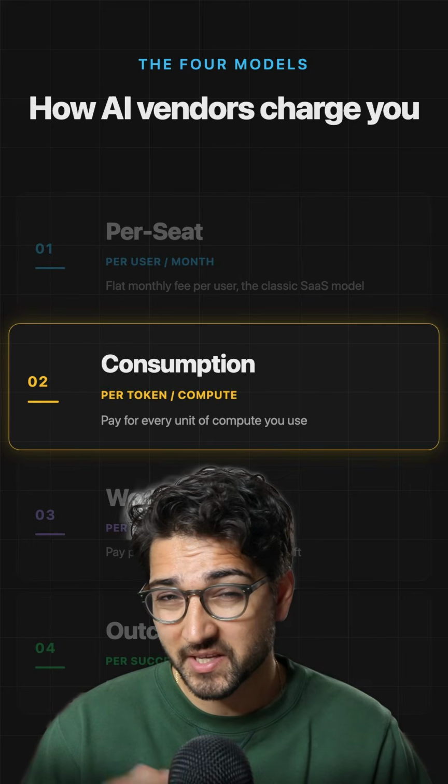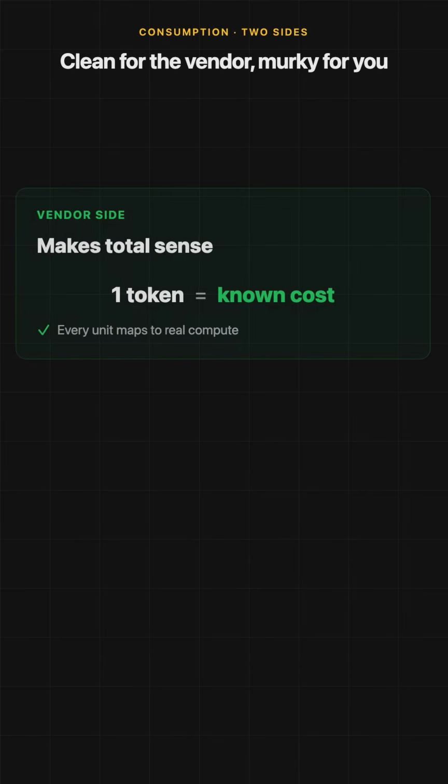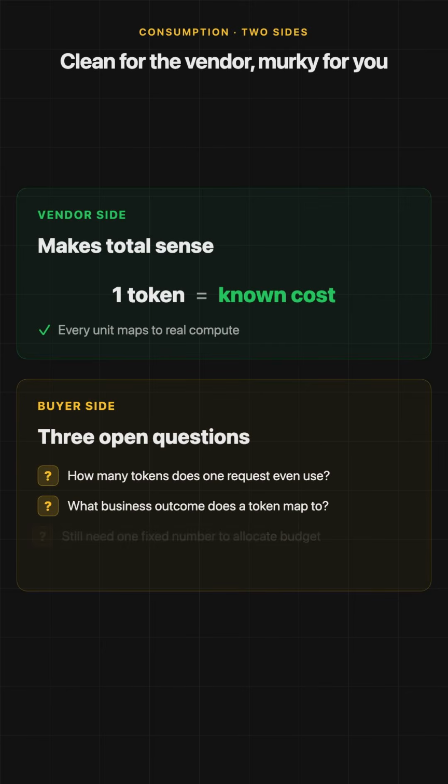To our next model, which is the consumption-based model. Here you'll pay for tokens or for any compute that's been utilized. Now on the vendor side, this does make a lot of sense because this is a known cost to them. But on the buyer side, it's pretty difficult, especially if you're not IT, because you don't know what a token means or what you're going to get out of it. And as I mentioned before, it's difficult to allocate budget.